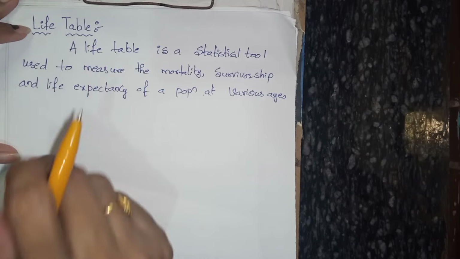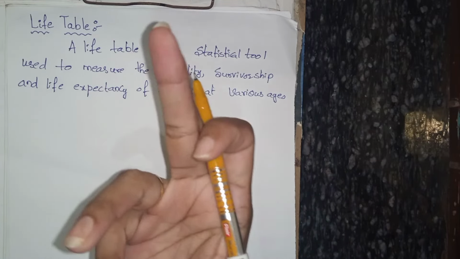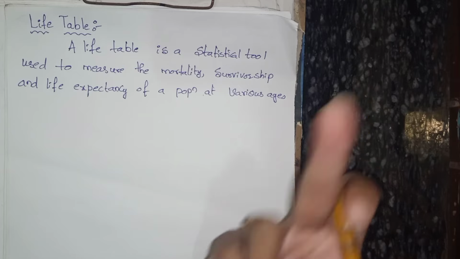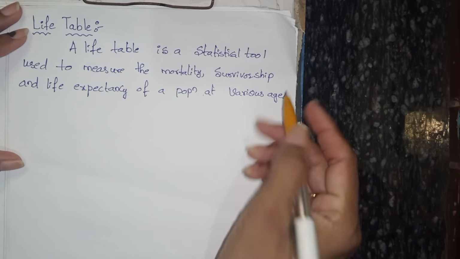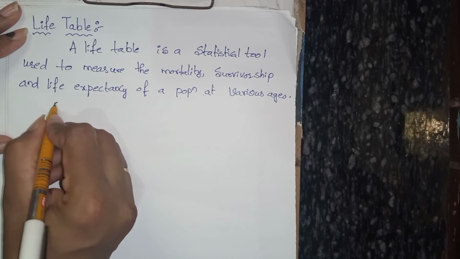Table in the sense is nothing but rows and columns, we'll say, no? Like that only, here we have some columns. So how to create a life table? At various ages.